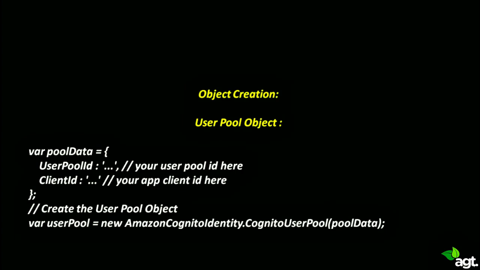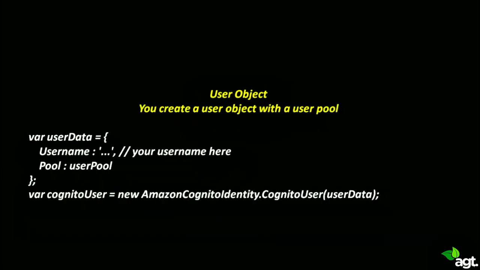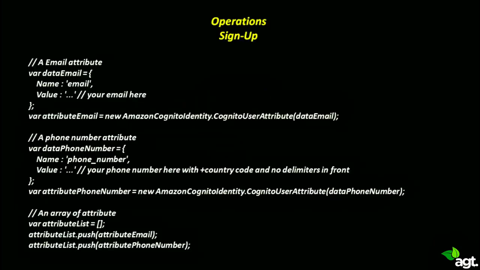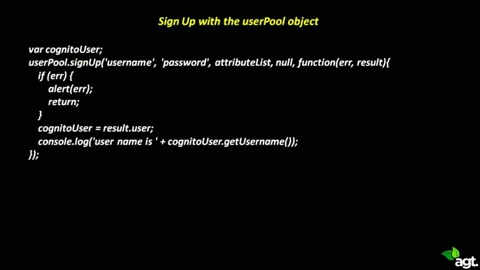This is the sample code of the user pool object, and the user object is used just to create a user object with the user pool, with code like this one. And what about the operation mode? What about the sign up process? The sample code of sign up process and user confirmation. You just need to understand about the validation.